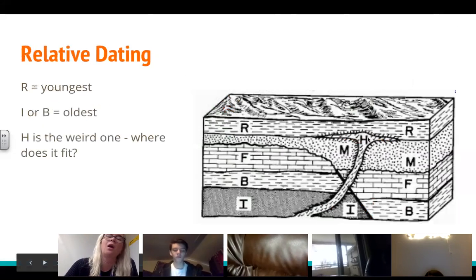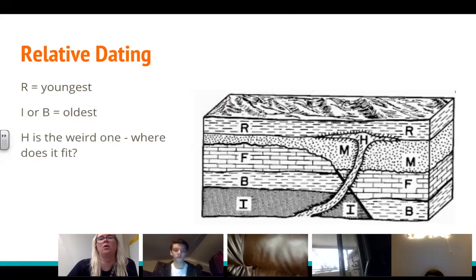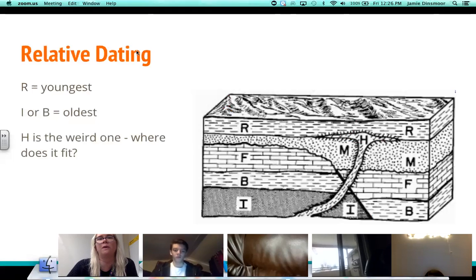That happens. Regardless, if you're a scientist and you found, let's say, a fossil right here in the B layer, right, you would be able to say with pretty good certainty that that rock is older than F and M and R, right, and it's younger than I. If you knew the age of I was 300 million years ago, you could estimate how old B is, right? But really it's an estimation based on where the rock is found.